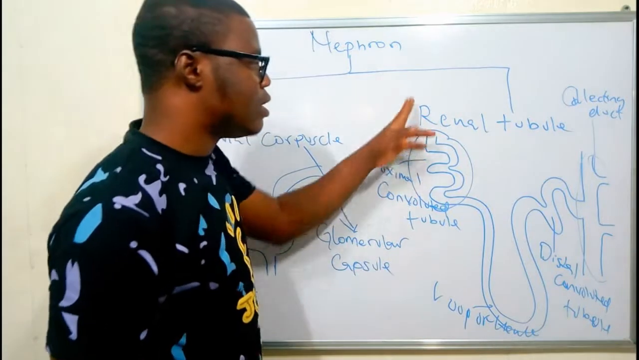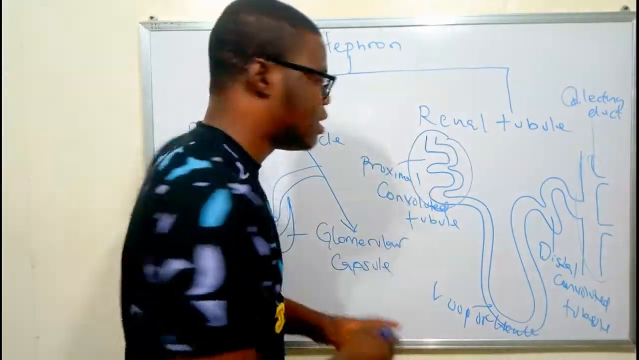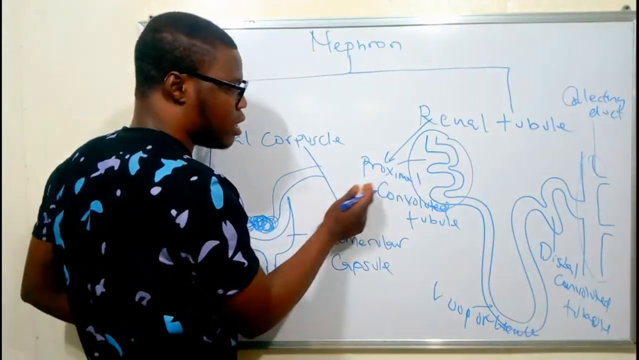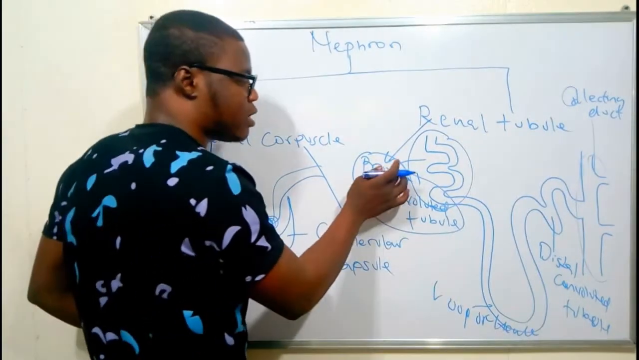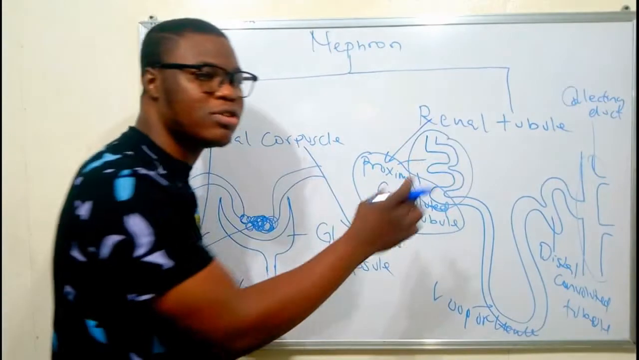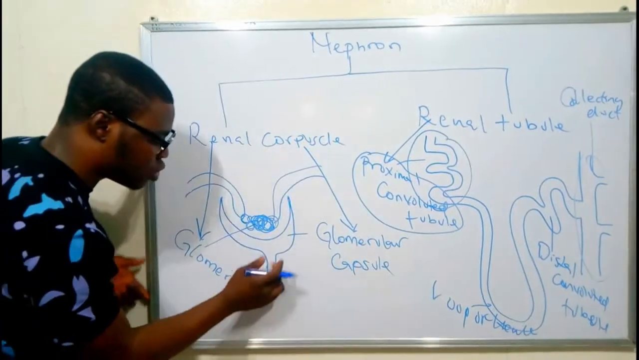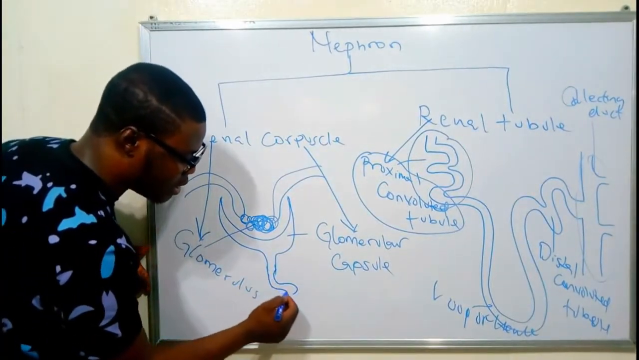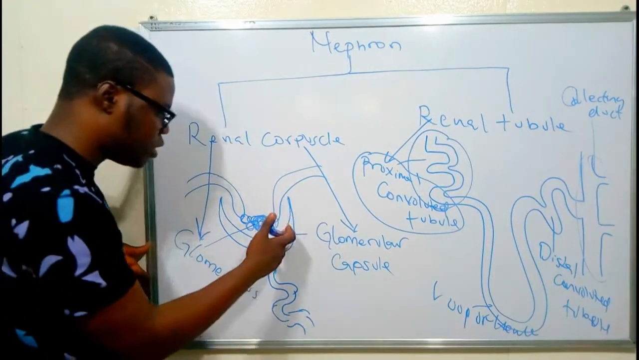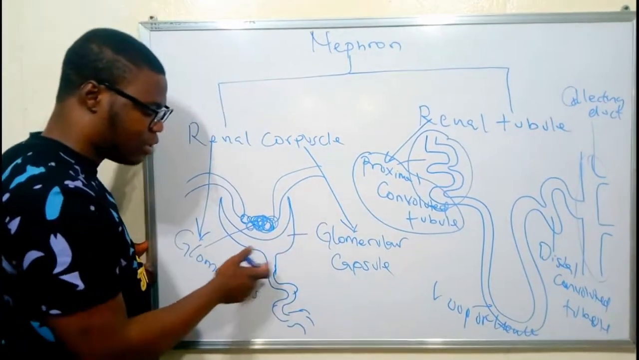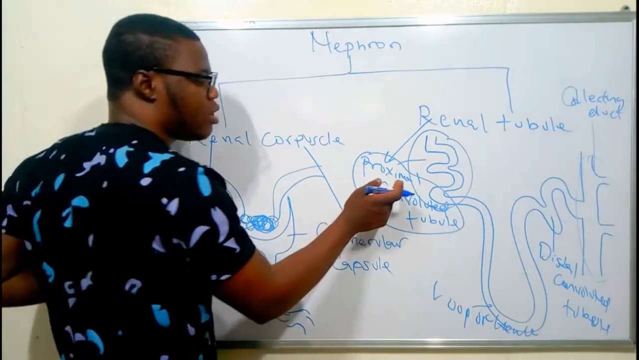So it means the renal tubule is made up of four things. The first one is this one here called the proximal convoluted tubule. It is called proximal because it is closer to the point of attachment. It is that very structure attached to this renal corpuscle. So that is why it is called proximal, closer to the point of attachment. It is called convoluted.